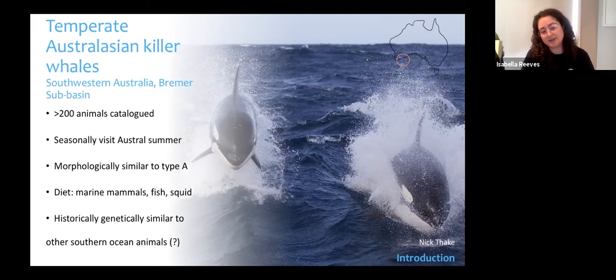Again, from the same single sample study as I talked about before, they may perhaps be historically genetically similar to other Southern Ocean animals. Now, something I'd like to point out is that these two Australian aggregations are in their locations at different times of year, and they've also had no photo ID overlap between the two aggregations. So it was already leading us to believe that perhaps these guys were representing two different populations, but of course we're not sure because we have only seen them for certain periods of time.